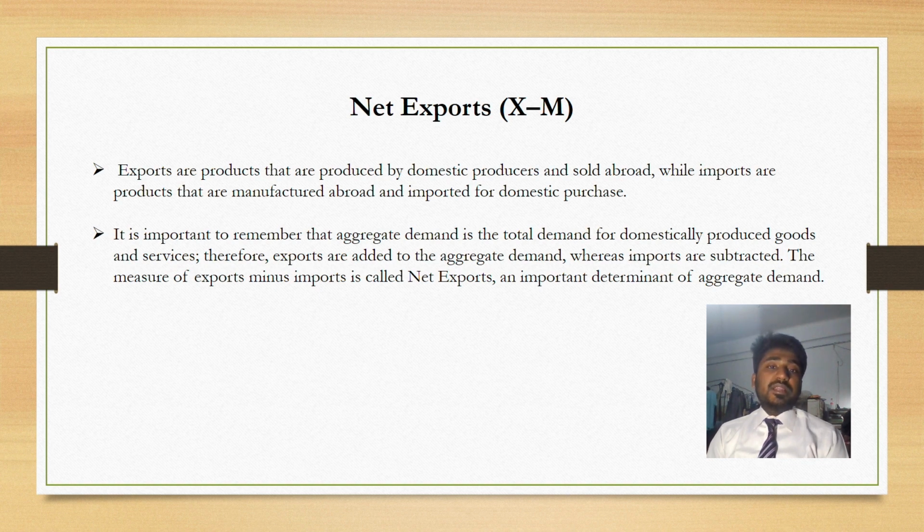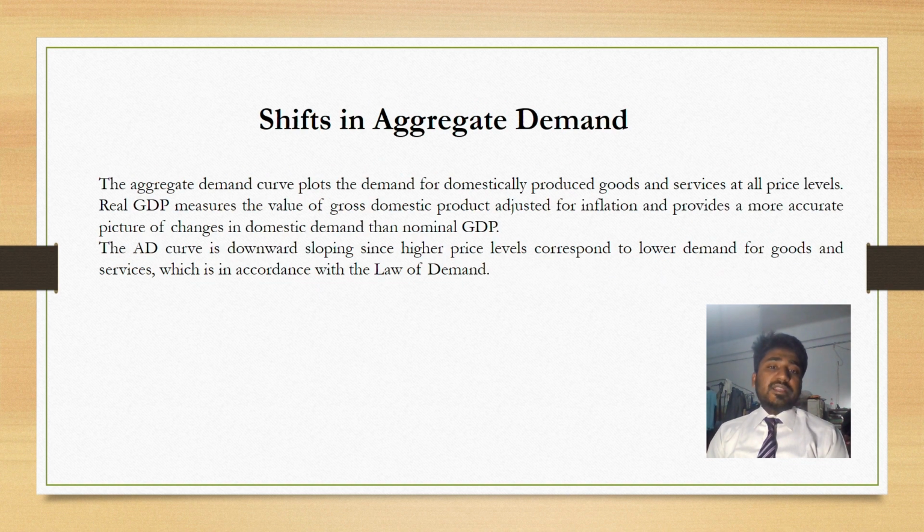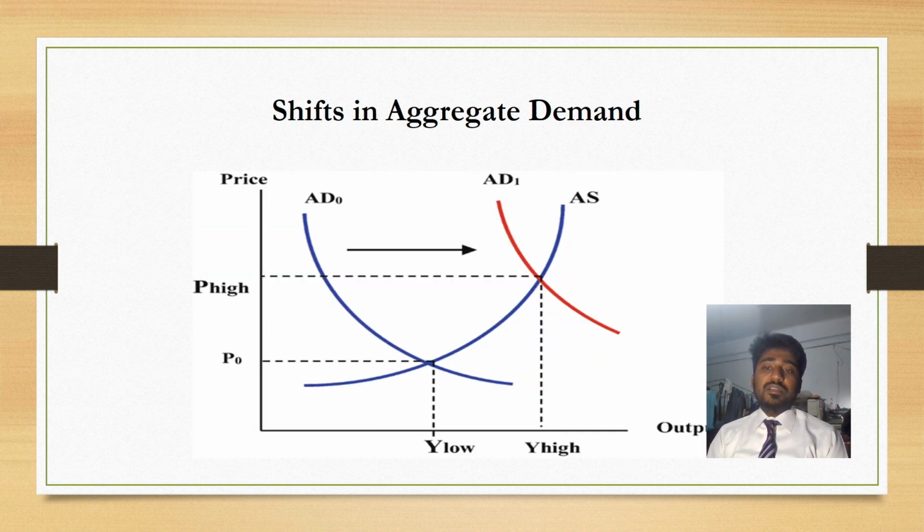How does aggregate demand shift? The aggregate demand curve plots the demand for domestically produced goods and services at all price levels. Real GDP measures the value of gross domestic product adjusted for inflation, and provides a more accurate picture of the change in domestic demand than nominal GDP. When aggregate demand shifts to the right, that means the demand of the overall economy rises. That's why the interest rate also increases.